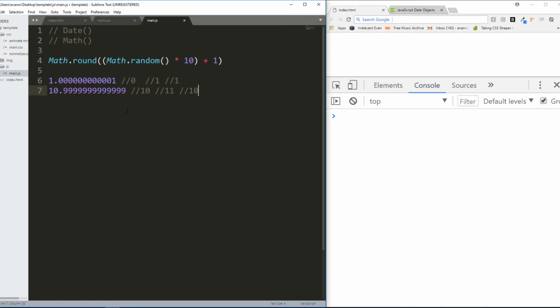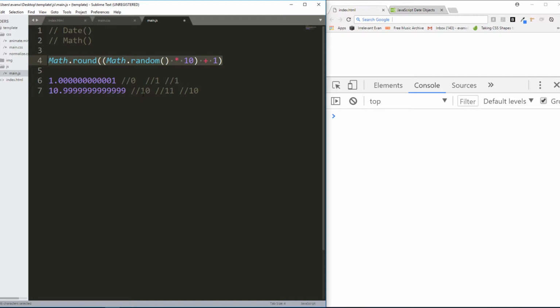So you need to actually think, what's the lowest and the highest possible number generated by Math.random? Therefore, what's the lowest and highest possible number generated by Math.random times 10? Therefore, what's the lowest and highest possible number generated by Math.random times 10 plus 1? Therefore, what's the lowest number in my range possible and the highest number in my range possible?